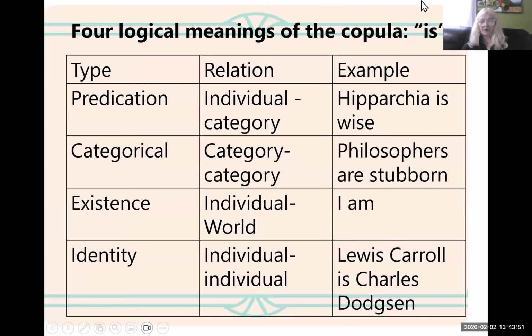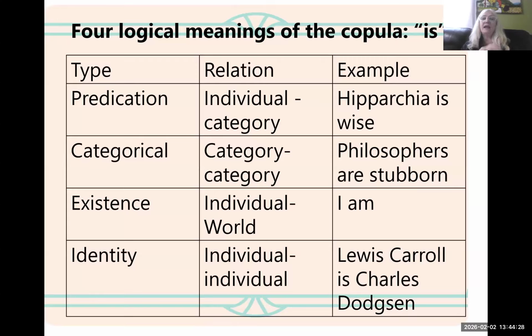So when we use this word are or is, this is called a copula, and this can work to connect the subject and the predicate phrase in different ways. The first way it can connect them is it can connect an individual to a category or class. So I can say something like Hipparchia is wise. Hipparchia is a named philosopher from the ancient world, and I'm saying she belongs to the predicate class wise. That's called the is of predication.